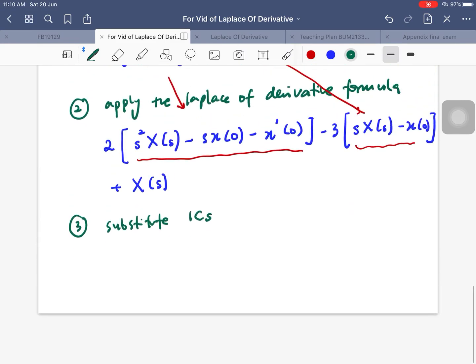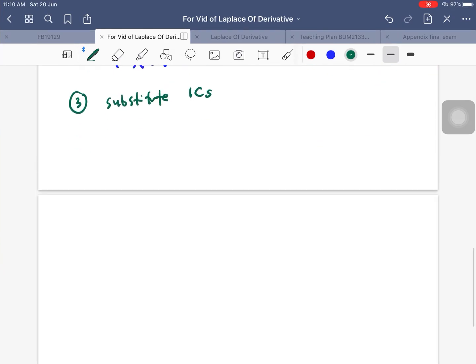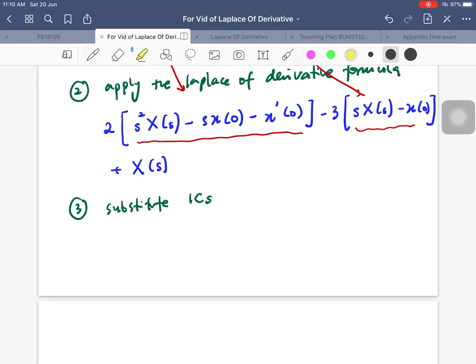Okay, when I substitute the initial condition, what happened is that, where's going to be my initial condition? Let me highlight those places. So it's going to be right here. It's going to be here as well. So everywhere that is 0 at the back, those are going to be initial conditions.